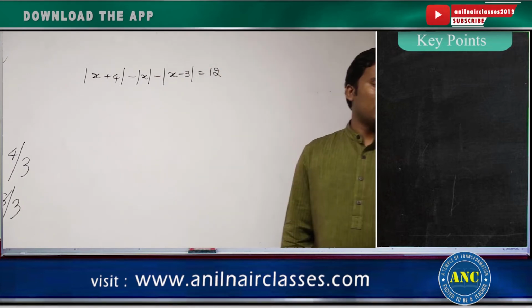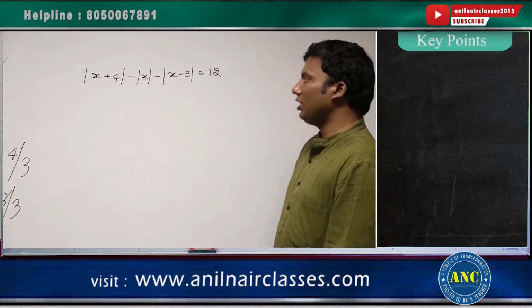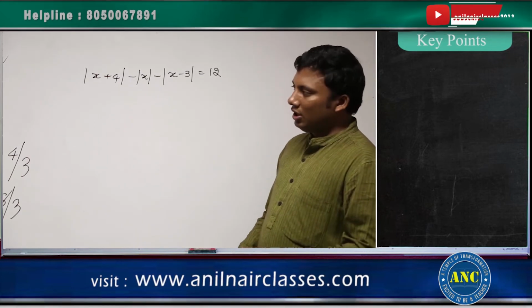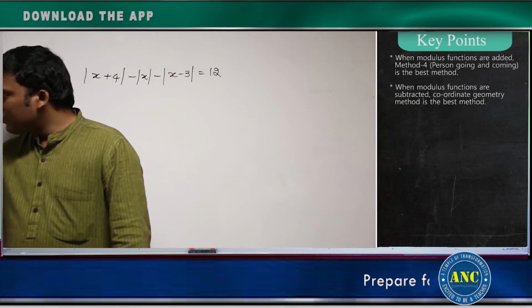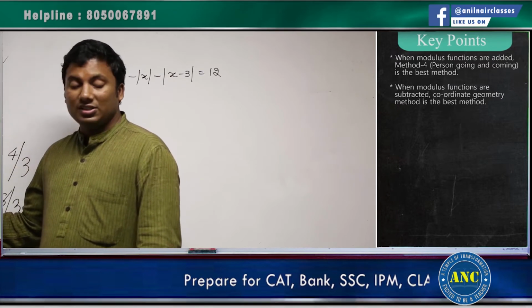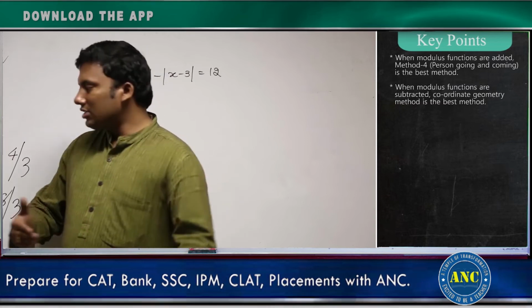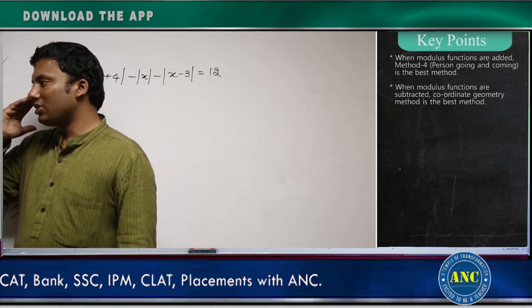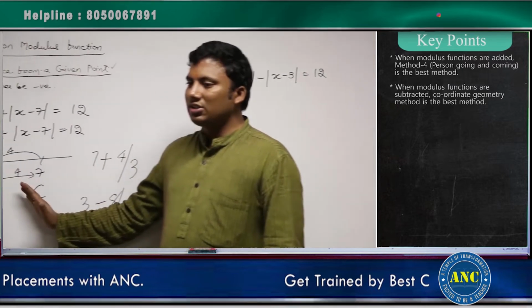|x + 4| - |x - 3| = 12. Now here is one point: wherever modulus functions are added, this method is the best method. Please write it down in your own language. When there is a plus sign between the modulus functions, this method is the best method.